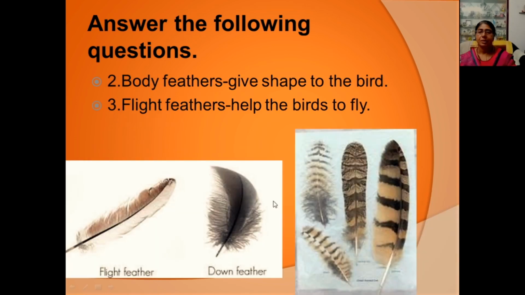Second type of feather is body feathers. They cover the entire body. They give shape to the bird. Third one is flight feathers. Flight feathers are present in the tail and wings of the bird. It helps the birds to fly.